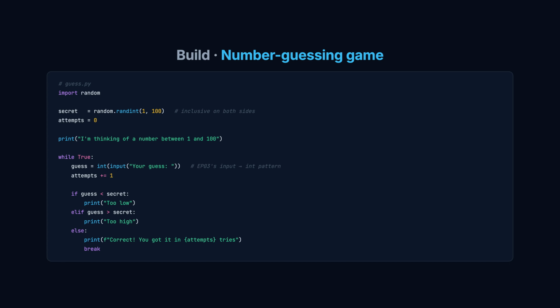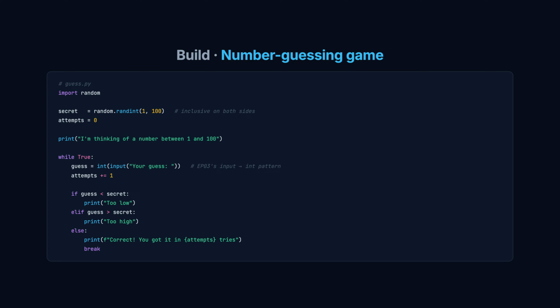Line 3. attempts = 0. That is our accumulator. Every guess bumps it up. Line 4. Print a welcome: "I am thinking of a number between 1 and 100." Now the loop. while True colon. We are looping forever deliberately because we do not know how many guesses the player will need. Break will get us out when they win.